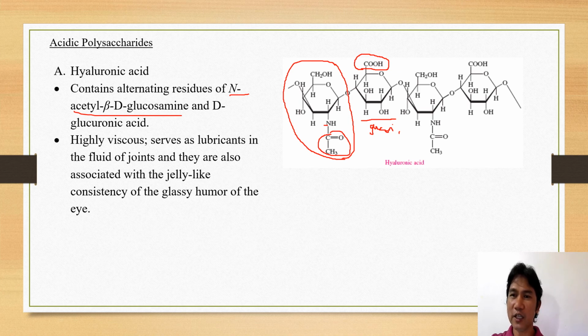And this glucuronic acid is linked again to N-acetylglucosamine. So it's alternating residues. This N-acetyl beta glucosamine molecule is connected to glucuronic acid. The glucuronic acid is linked again to N-acetyl glucosamine, and so on. So that is hyaluronic acid. It's a molecule that serves as lubricant in the fluid of joints, and it is also associated with the jelly-like consistency of the glassy humor of the eye.